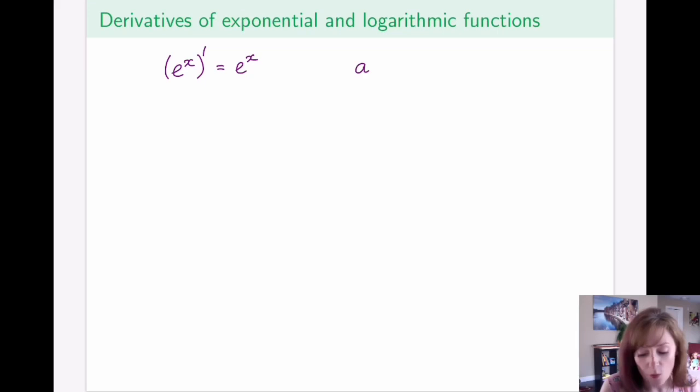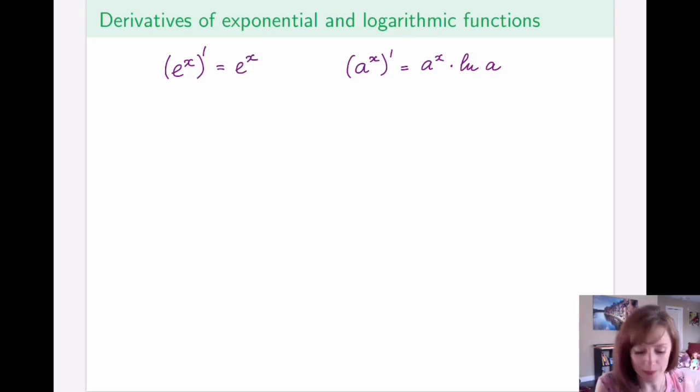This is not quite the case with the exponential functions of different base. The derivative of that here will also be itself, but then followed by the ln of the base. Notice that it's actually kind of the same here. This is followed by ln e, but ln e is 1.